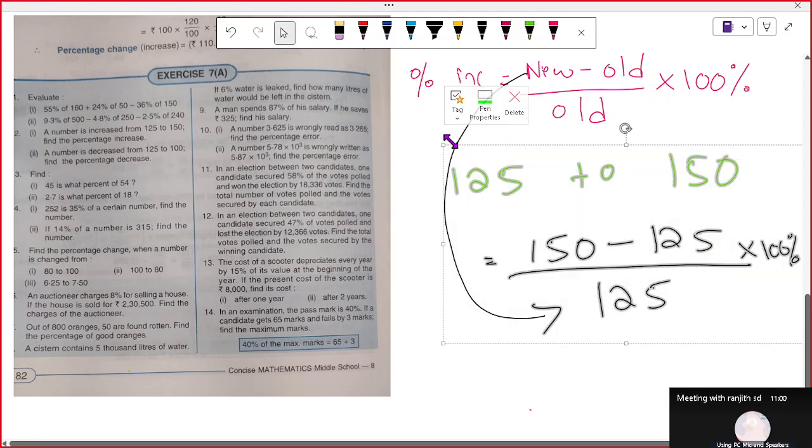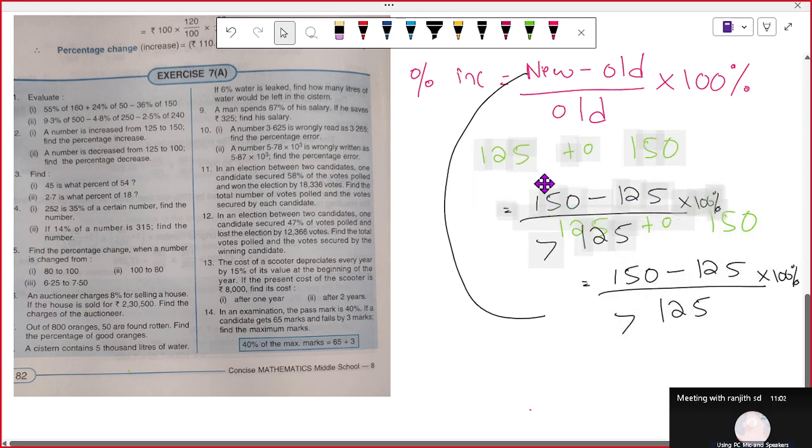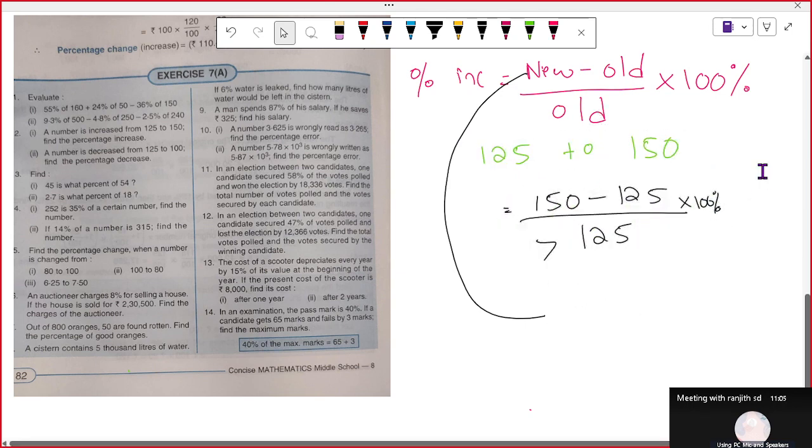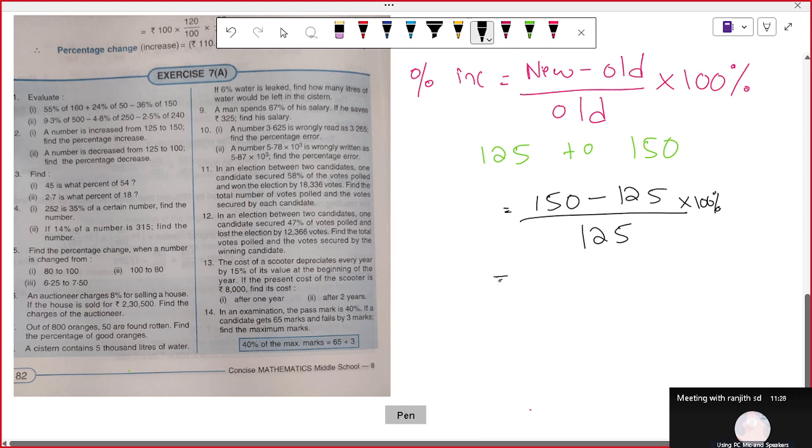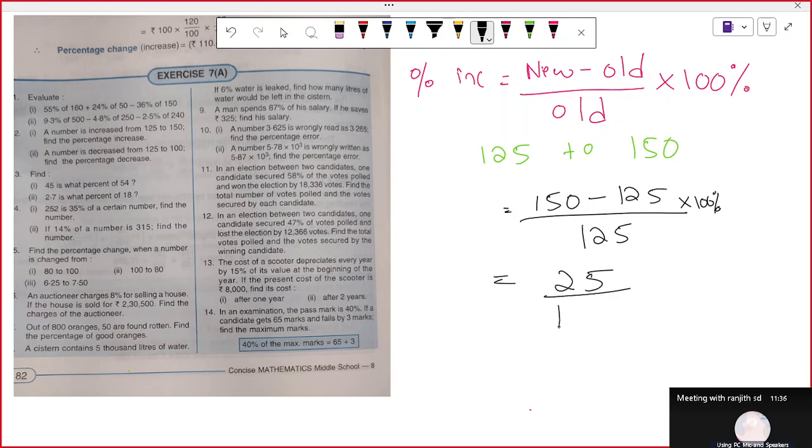Percentage increase or decrease, this is the formula we use. Consider this as the first formula: new number minus old, divided by old number, into 100%. So what do you get? 150 minus 125 is 25, so 25 by 125, into 100%.